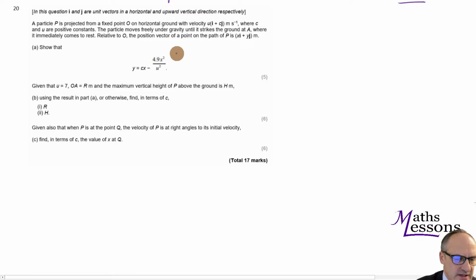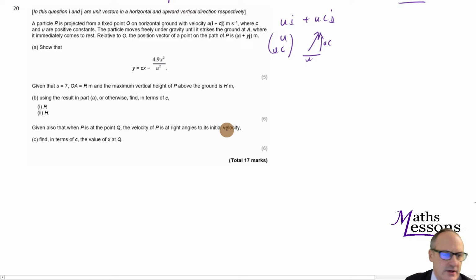So this is a standard question here, although it doesn't look like it. And there's a nasty bit in here where you've got ui plus cj, and your initial velocity is effectively ui plus ucj. I know lots of people don't like the ij format. You can think of it as u and uc if you want. So you've got your u component going there, and your uc component going there, to create your initial velocity.